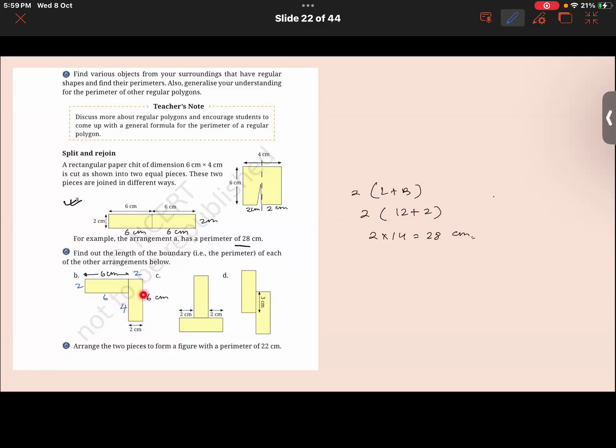See, this side is measuring 6 centimeter. This total side should also measure 6 centimeter, right? But the two papers have been arranged in such a manner that we are not going to include the length of this side, because the edges of these two papers are touching each other. So this is basically equal to 2, right? From 6 centimeter we subtract 2, hence we get 4.